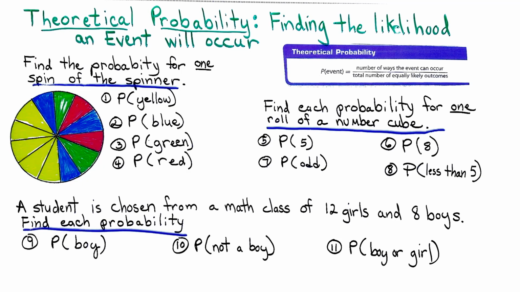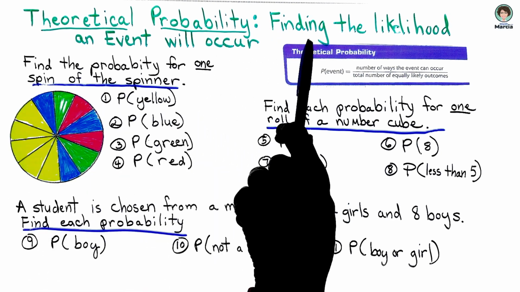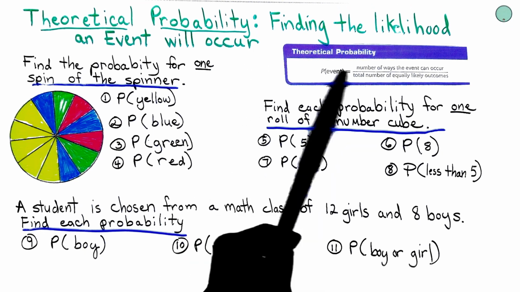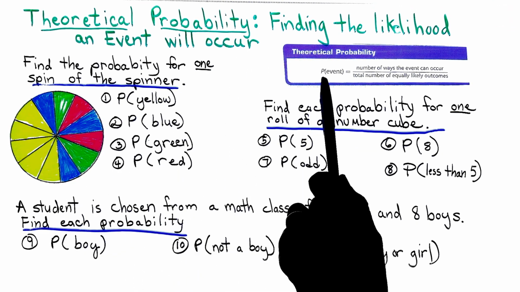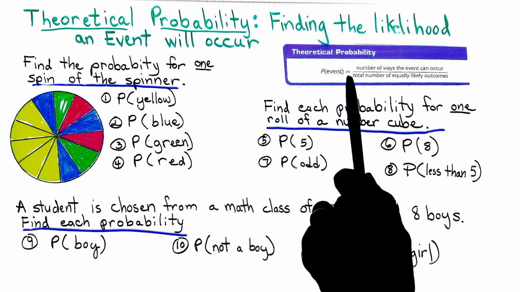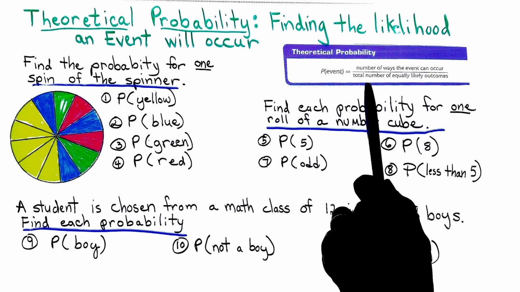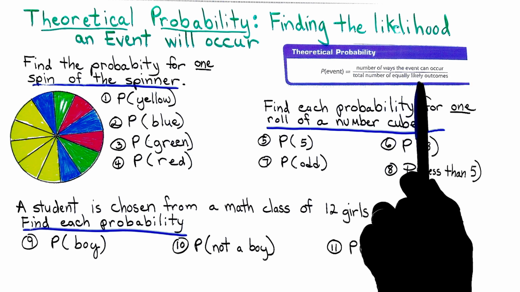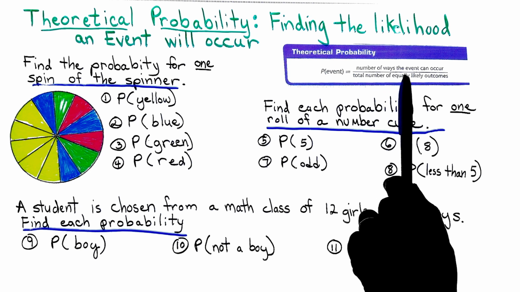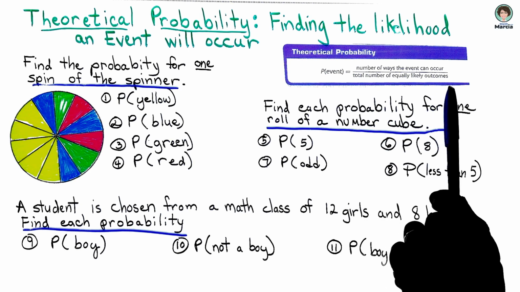For this lesson, we are going to be talking about theoretical probability. We're going to find the likelihood an event will occur. So the little setup that we need to remember: the probability that an event will occur, we're going to put the number of ways the event can occur over the total number of equally likely outcomes. So again, number of ways the event can occur over the total number of equally likely outcomes.